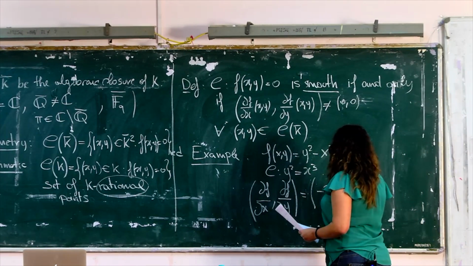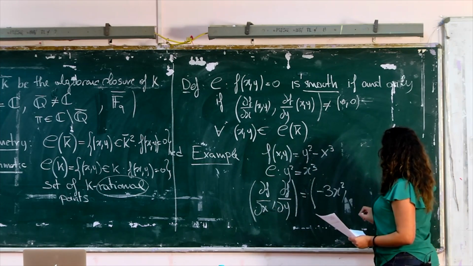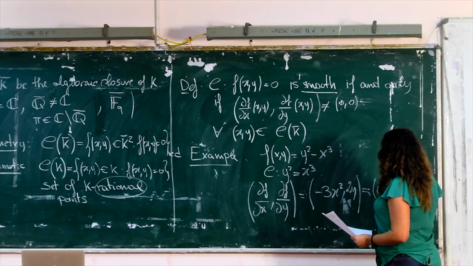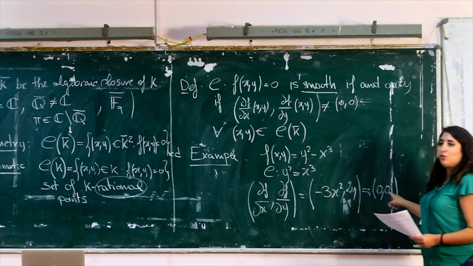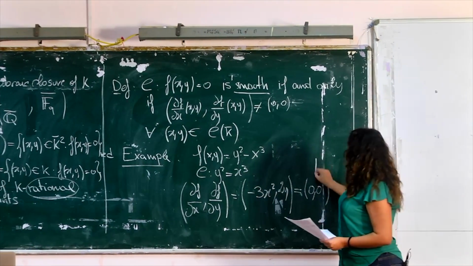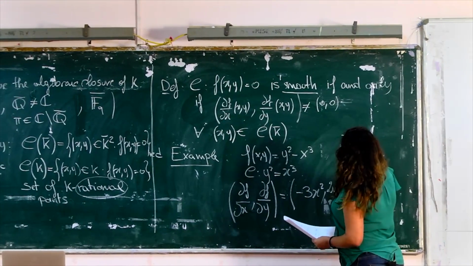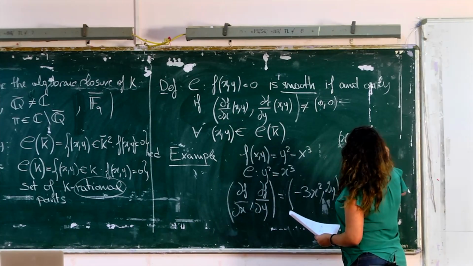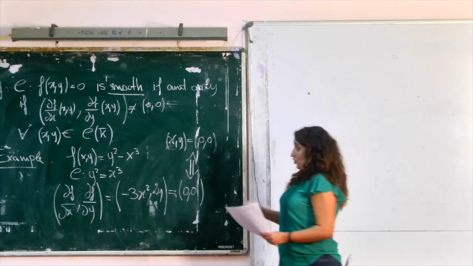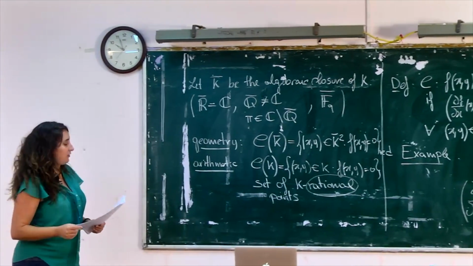Minus 3x squared. Do you agree with me? Yes? And the partial derivative in y? 2y. Okay? And we are asking for the points that make this equal to 0, 0. The points of the curve which make this equal to 0, 0. Which are? So if and only if x, y equal to 0, 0. Okay? So 0, 0 is the only singular point on this curve.